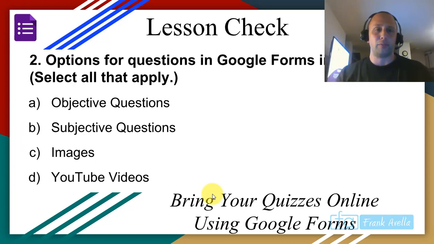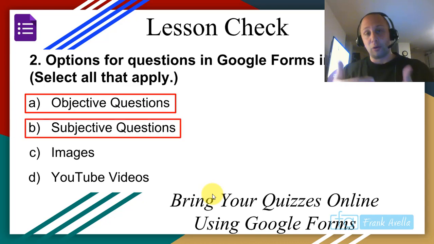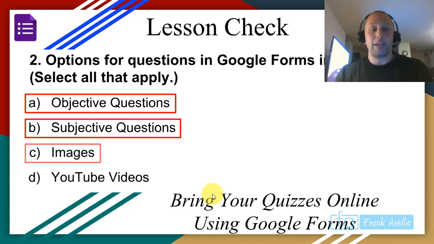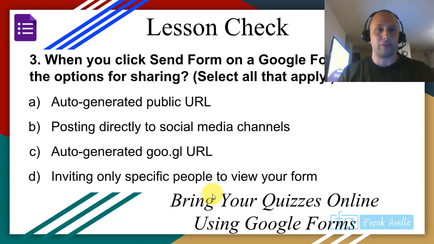Options for questions in forms. What do they include? Objective questions. You have to know what an objective question is, right? That's straightforward, like multiple choice and things like that. Subjective questions, yeah, those are your paragraphs, right? Your long paragraph questions, because you could ask them, well, how do you feel about this? You can actually do images as well, and YouTube videos, right? You can add an image, you can add a YouTube video, you can add all of these into your forms, and that's, again, part of the videos.